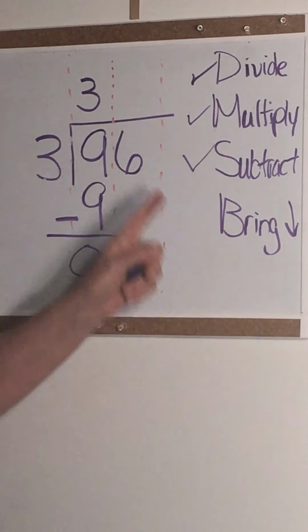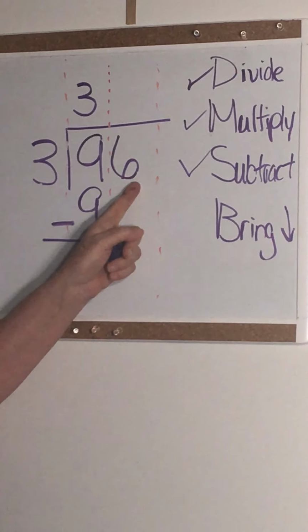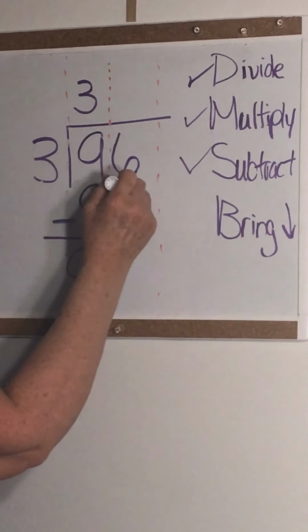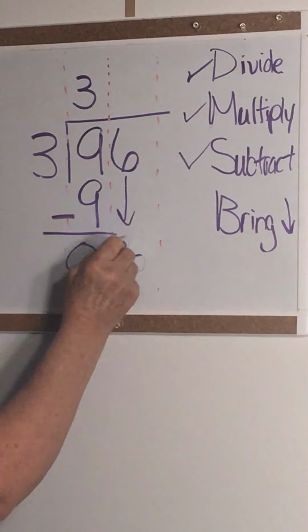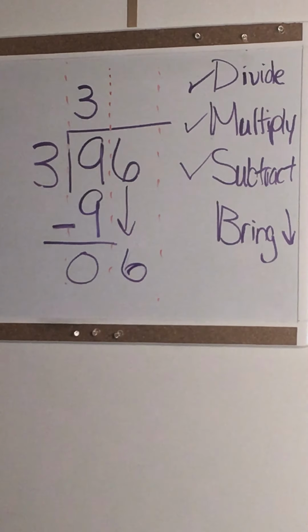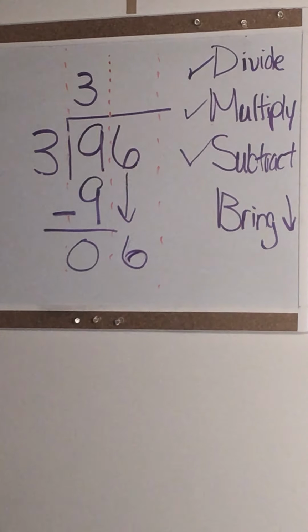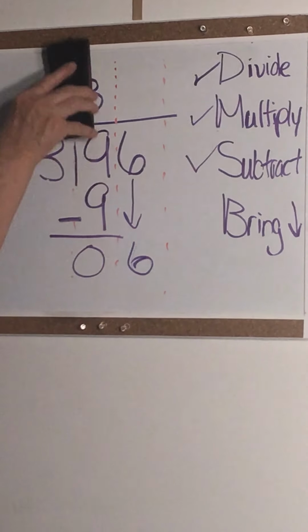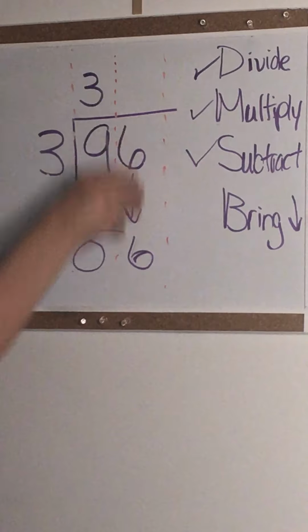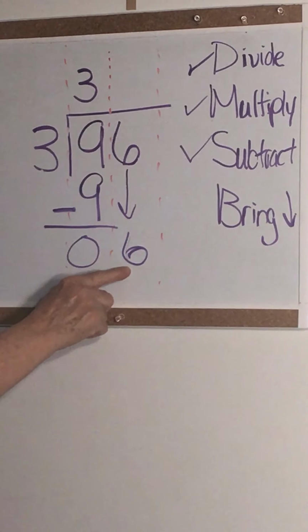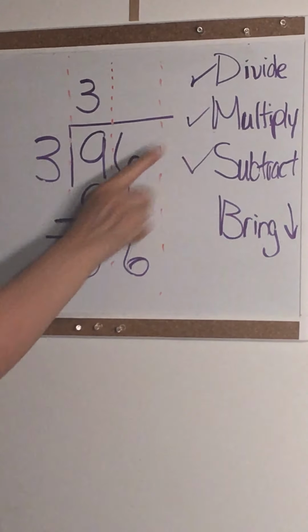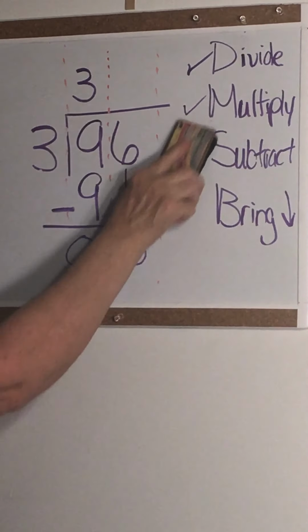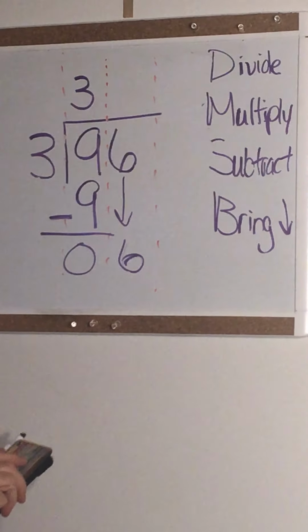What's our last one? To bring down. If there's another number above here, you bring it down. So this 6 needs to be brought down. Okay? Now we have another division problem. We're done with this column. This column's done. So we're moving now to this column. What's in this column? A 6. So now we're going back to our pattern.